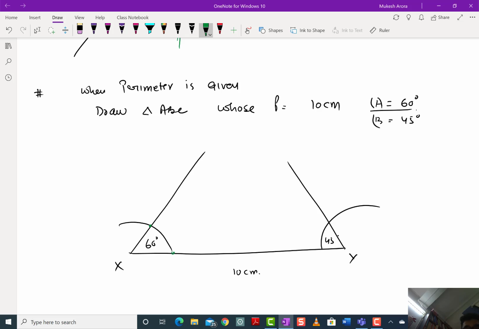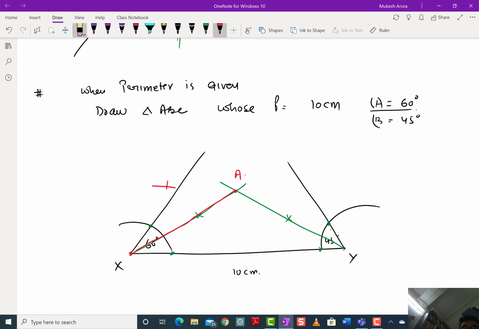Then we will bisect the angle. We will bisect the angle. Angle bisector we know, we'll put the compass here and here. Wherever they meet, that is one point. Now we have to bisect the line AX. Listen again, we have to bisect this line. We'll put the compass here and here.